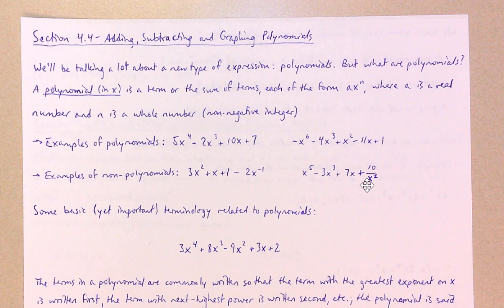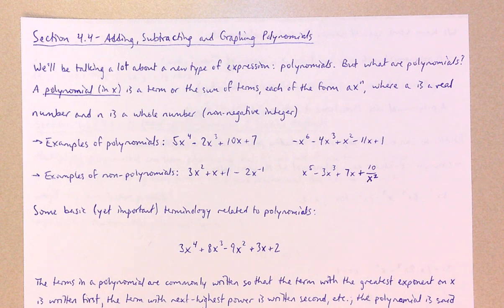So these are some samples of polynomials. 5 times x to the fourth minus 2 times x cubed plus 10x plus 7, or minus x to the sixth minus 4 times x cubed plus x squared minus 11x plus 1.